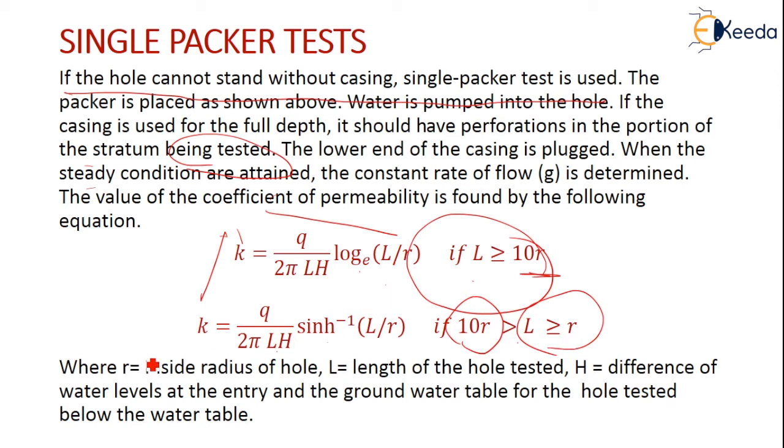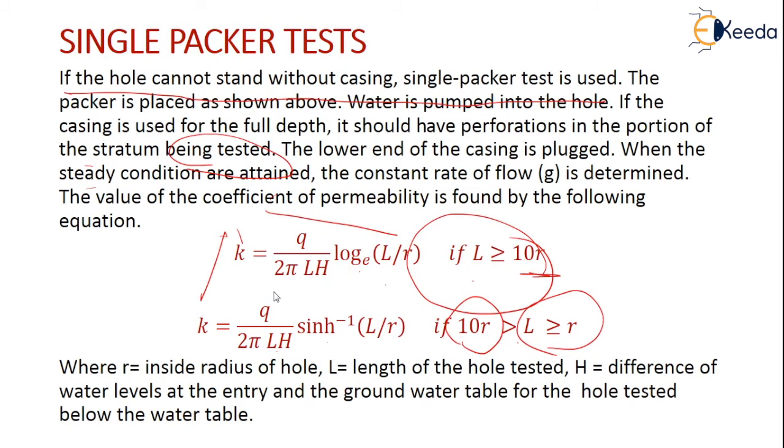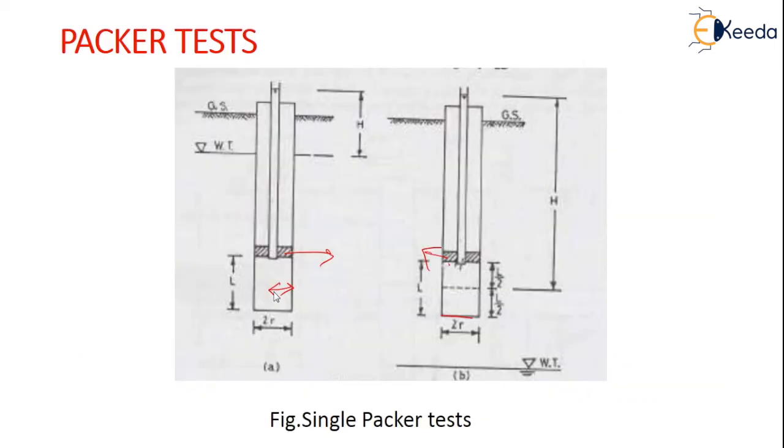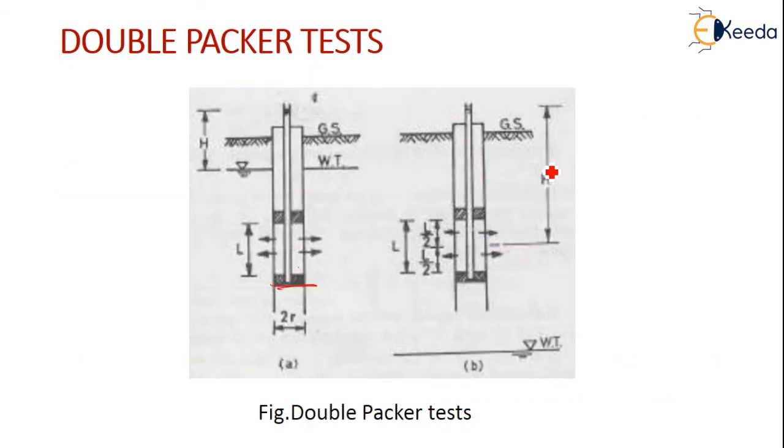What is R? R is nothing but the inside radius of the hole. L is the total length of the hole tested. This is the total length of the hole which is tested. And H is the difference of water levels at the entry and the groundwater table for the hole tested below the water table.